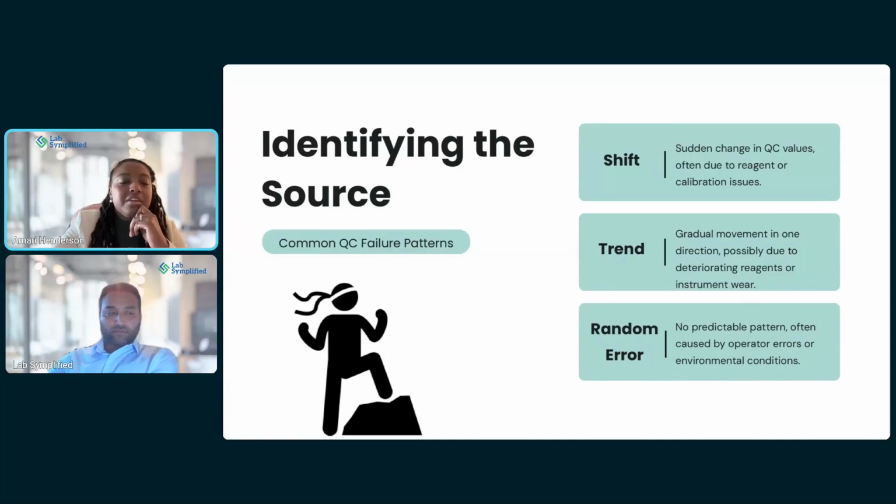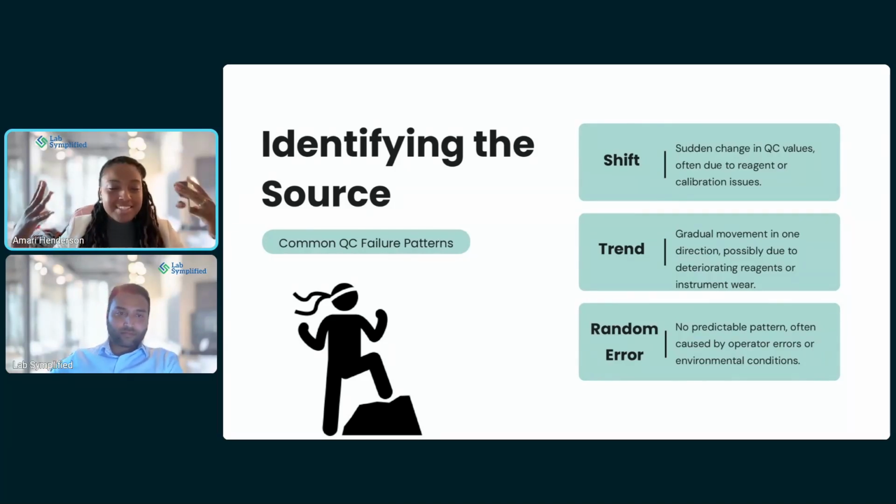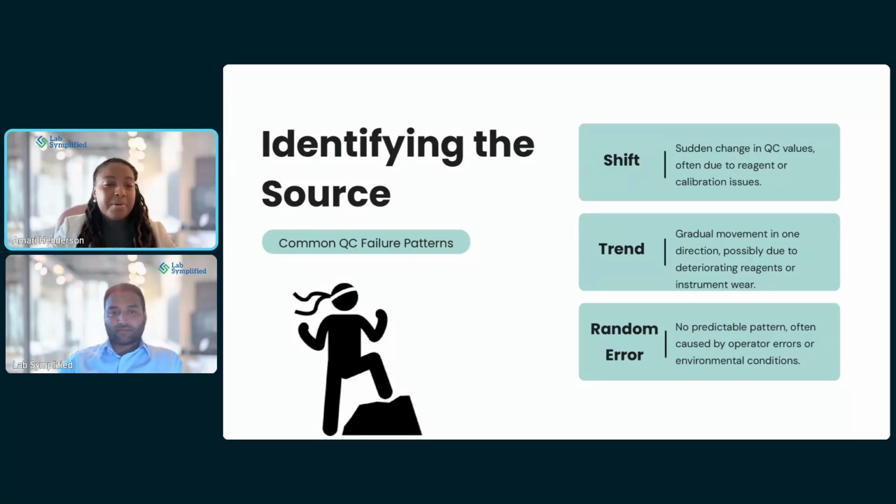So the main thing that we want to do is identify the source. And I have this guy here who's reached the top of the mountain because everyone who's been in a situation where your QC is out and you're struggling and frustrated to get it back in knows it is the best feeling when you finally pinpoint the source of the issue and you can fix everything, your patient samples are okay, and you're able to continue with your testing. So that's the feeling I'm representing here, that moment when you identify the source. But that's the hard part sometimes.